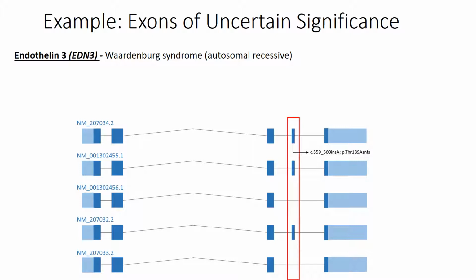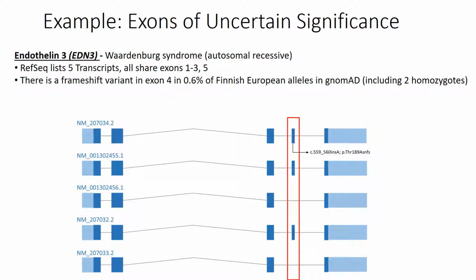Endothelin 3 is a gene that is associated with Waardenburg syndrome, a syndrome with hearing loss and pigment abnormalities. RefSeq has 5 curated NM transcripts. Refer to video 1 for an explanation of RefSeq transcripts. All of these transcripts share exons 1 to 3 and 5, with coding exons being listed in dark blue and non-coding in light blue. However, exon 4, which is boxed in red, is only present in 3 of the transcripts.